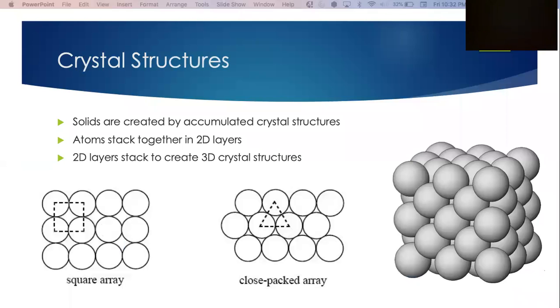As we know, atoms are the building blocks of all materials, and for crystalline structures, atoms are stacked in a 2D array, such as these, like the square array where they're stacked directly on top and directly beside each other, or this close packed array where they're offset a little bit. And then these 2D structures are stacked on top of each other vertically. It creates a 3D crystal structure like this one. Materials are created by a collection of these crystals, and there are different types of crystal structures that depend on how the 2D arrays stack on top of each other.